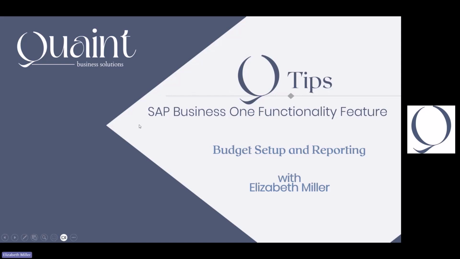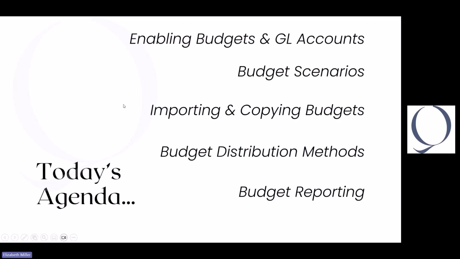We will be speaking specifically about how you enable budgets in your database, as well as how you can enable specific GL accounts to be budget relevant. We'll be talking through how you set up different budget scenarios, importing and copying budgets, as well as different budget distribution methods that you can use. And finally, we'll touch base on some of the out-of-the-box budget reporting that you have available to you to compare your budgets to actuals within the system. So let me navigate right now to the system and we will get started showing you some of that functionality.